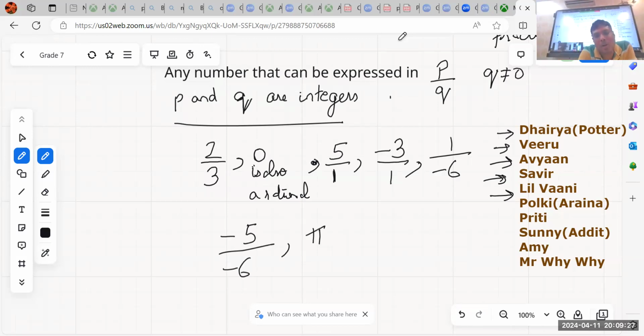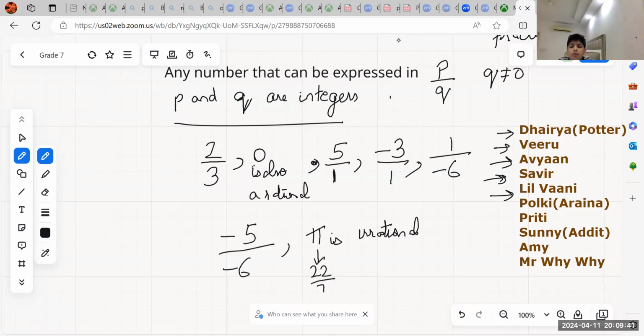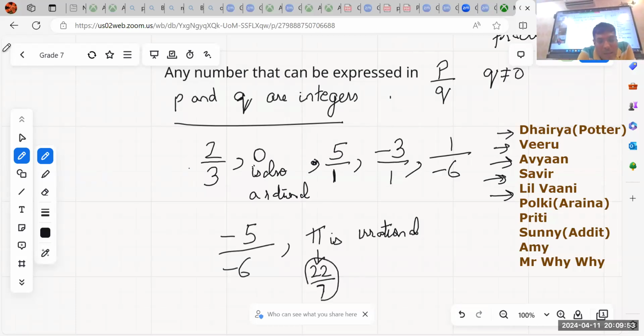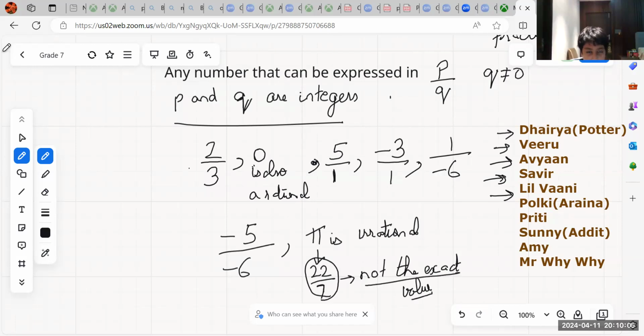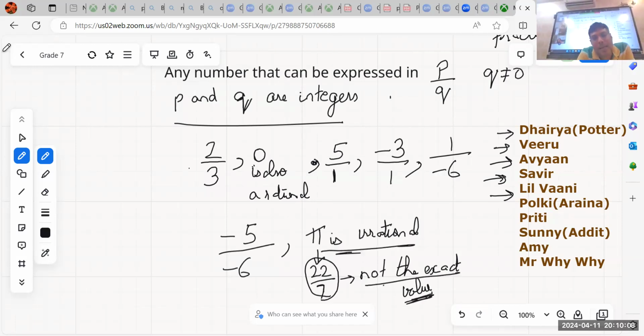Pi, rational number or not? Pi is irrational. You will say, sir, but 22 by 7? It is 3.1... No, beta, that's not the reason, because this is not the exact value. Or 3.14, that is also an approximate value. 3.141596 is not the exact value of pi. That is why pi is irrational.